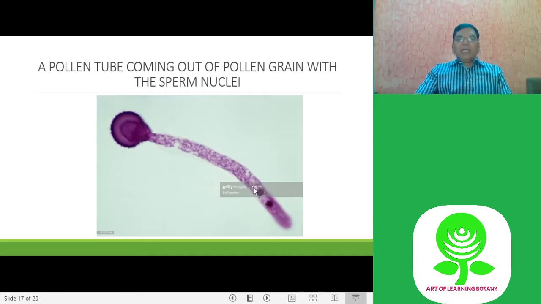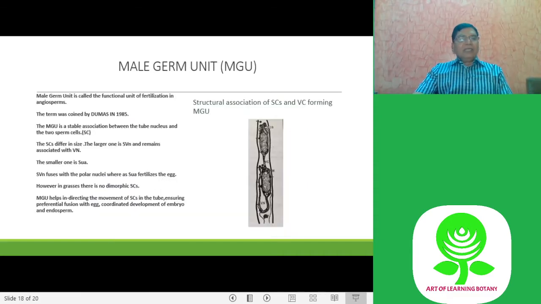Now you see this diagram. You'll see here there are two sperm cells. The tube nucleus is not clearly visible. Now there is another term coming, the male germ unit. This term was coined by Dumas and his workers in 1985. This is called the functional unit of fertilization, MGU, that is male germ unit.